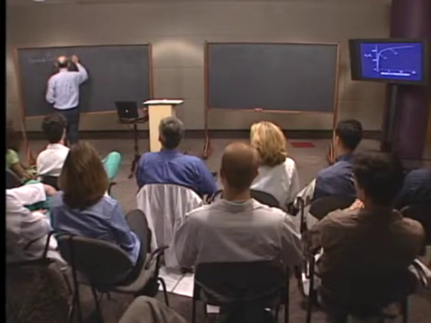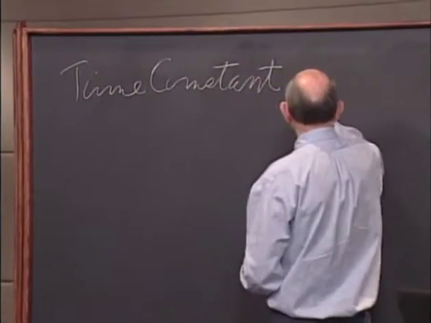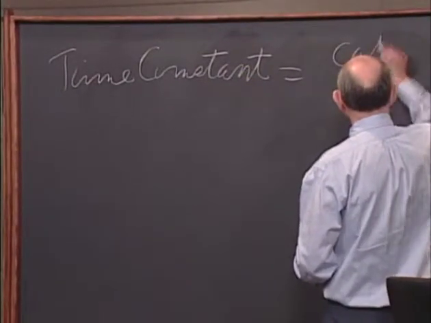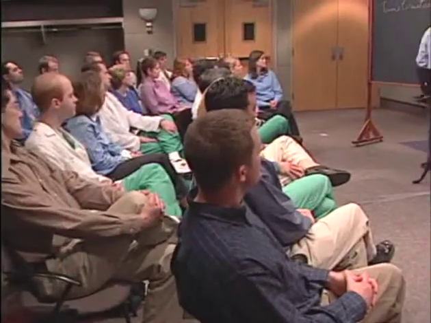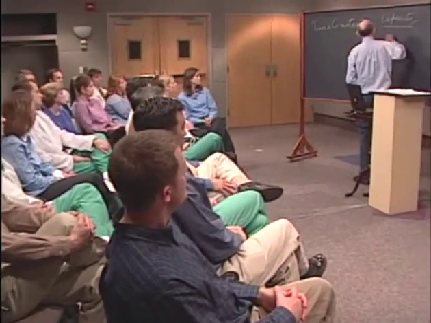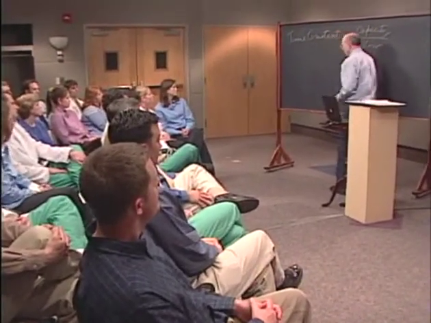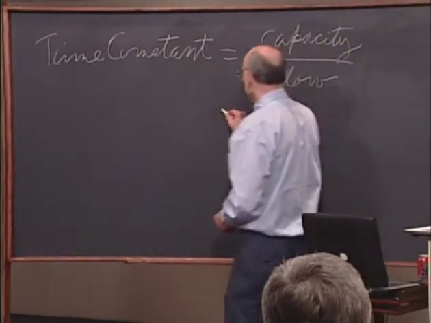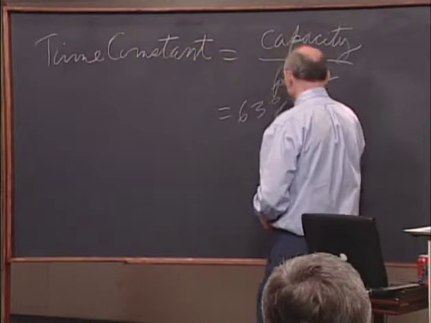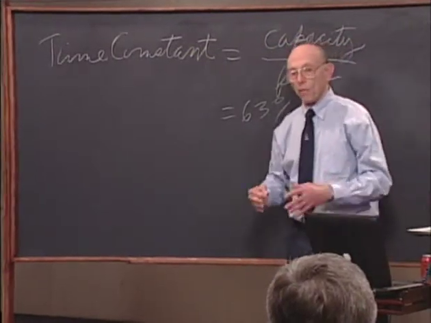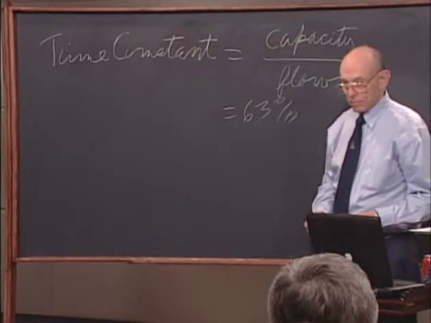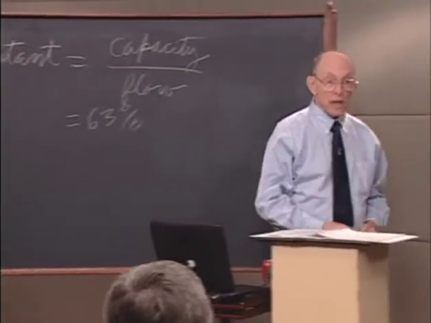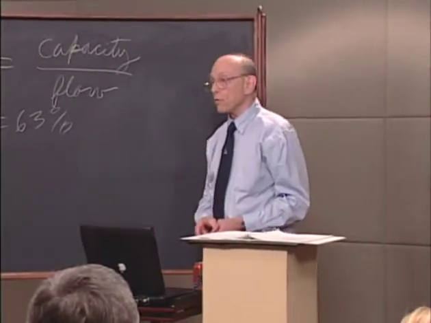The time constant is in fact a time, and it's a time that can be calculated if we know two things about any system. One is the capacity of the system, and the second is the flow through that system. The time that results is the time to a 63% change in the concentration of whatever it is we're delivering to that system. So for example, the lungs have a capacity, and the lungs have a flow through them, the alveolar ventilation.